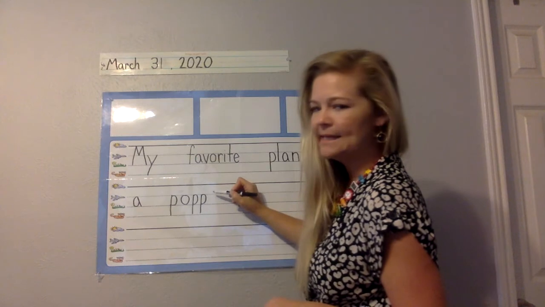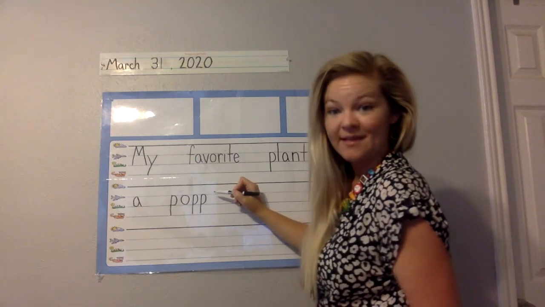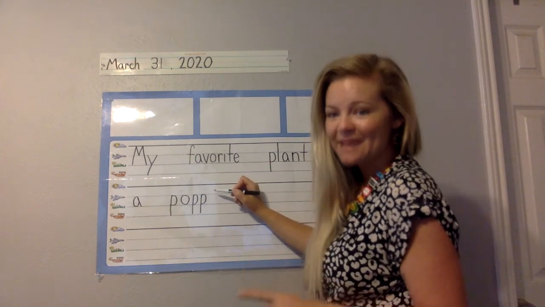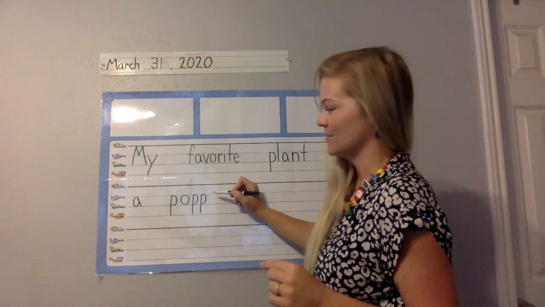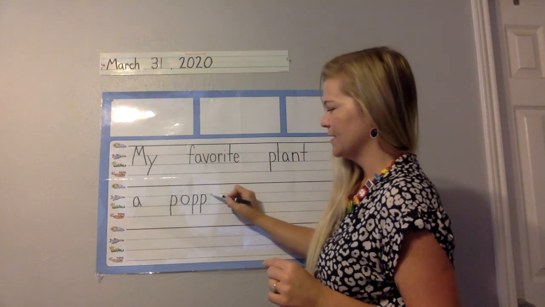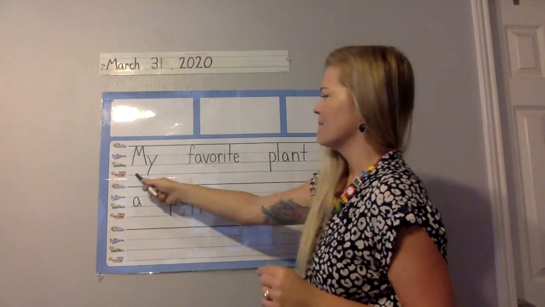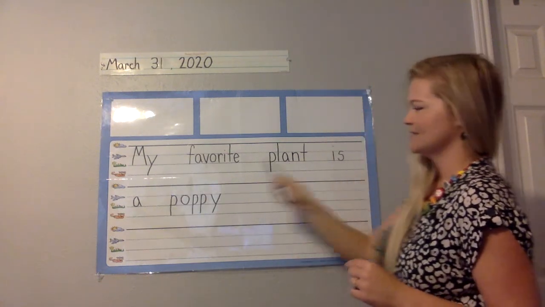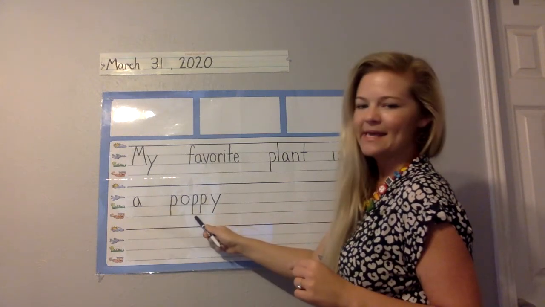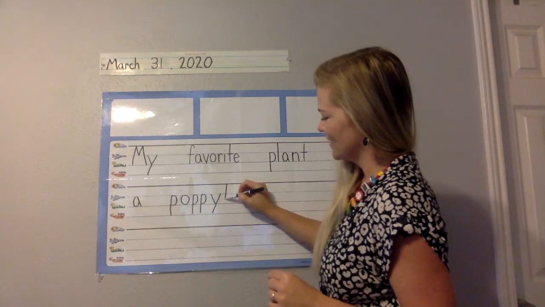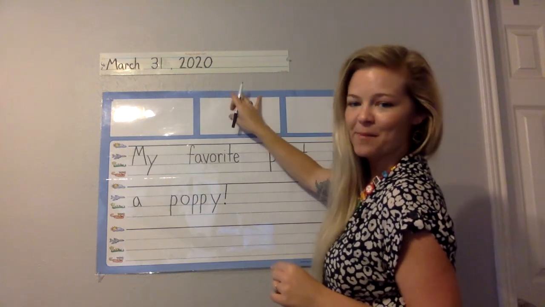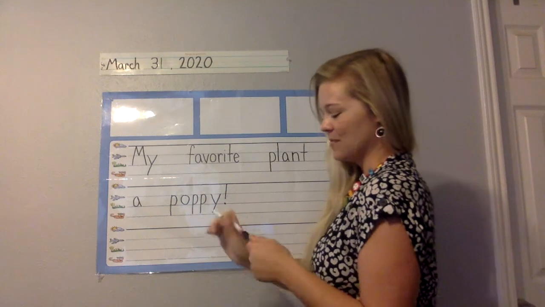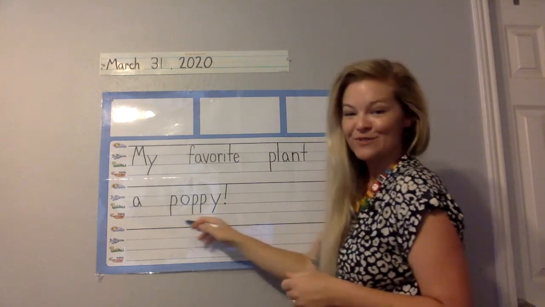Pop, E, pop, E. Sounds like an E, but we know that sometimes a Y at the end of the word makes an E sound. Pop, E. My favorite plant is a poppy. And I'm going to do an exclamation point because I love poppies. Then I could draw my poppy illustration up there. Okay, but you guys, you don't have to do poppy. You can do whatever your favorite plant is.